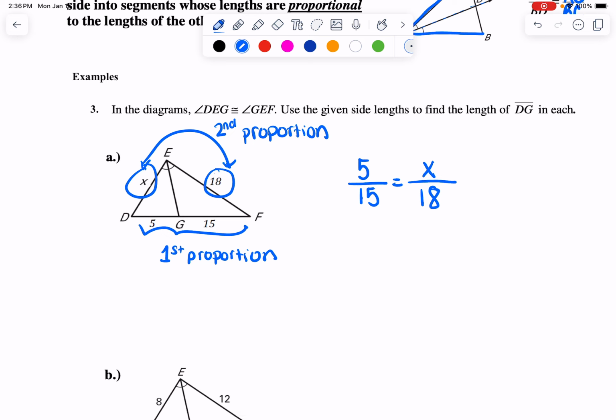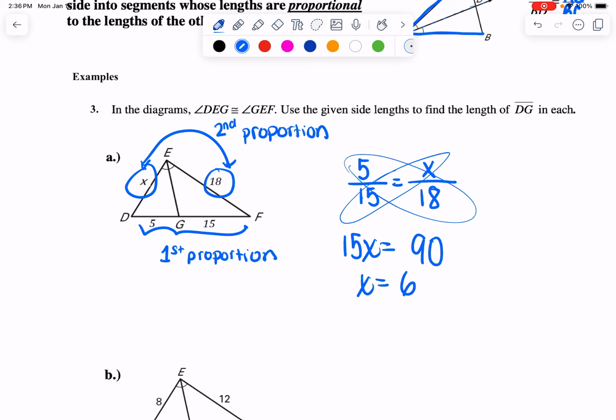So doing that, I'm going to cross multiply. So 15 times x is 15x. And then 18 times 5 is going to give you 90. Okay. When I divide 90 by 15, you would get 6. Okay. So the length of DG is 6.